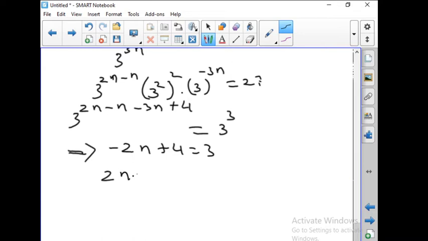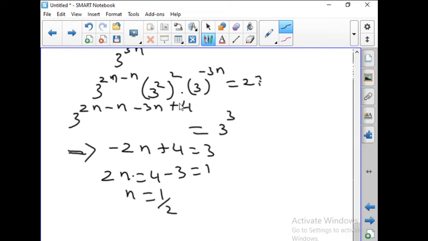Therefore 2n is equal to 4 minus 3, which is 1. So n is equal to 1 by 2. Can you understand, students? So n is equal to 1 by 2 we have got.